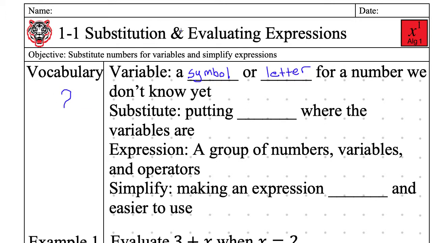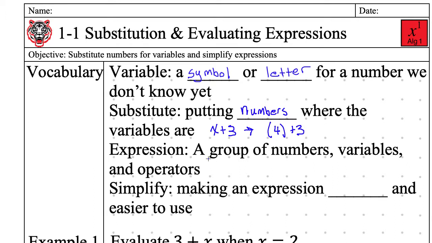Alright, moving on, substitute. It's putting the blank where the variables are. So it's kind of switching them out for a number. So putting numbers where the variables are. So say I had like X plus 3. That would turn into, maybe I'm just choosing a random number here. Maybe I was trying to choose 4. 4 would be substituted in. It'd be 4 plus 3. I always keep parentheses whenever I substitute.